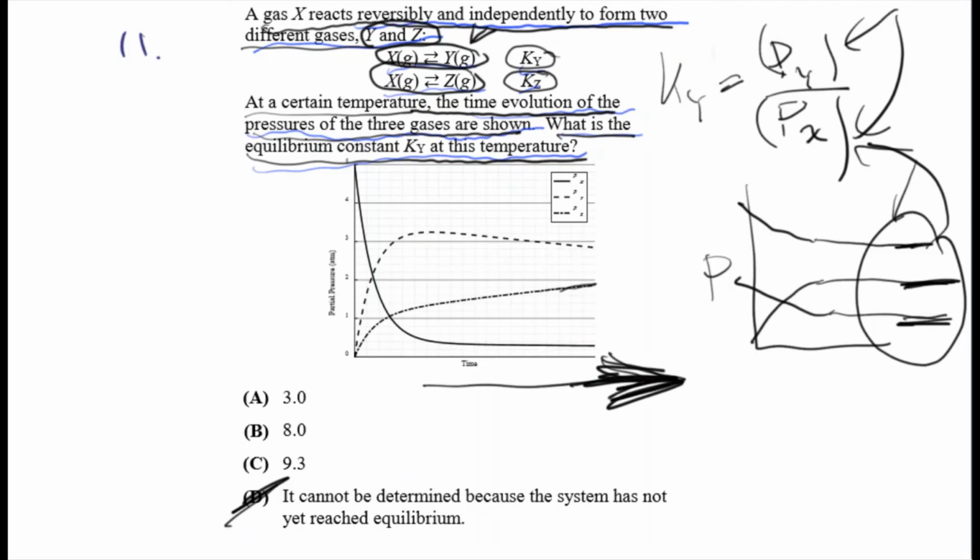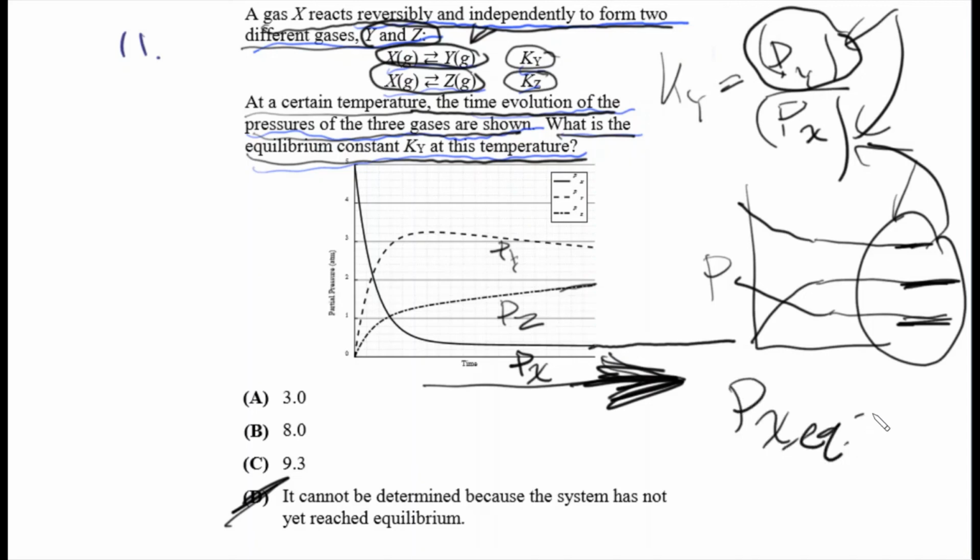Now what I would do is try to find the equilibrium partial pressure. So how do we do that exactly? Well, we have to think about this for a second and see where these three lines meet, or where they end. So, of course, this line down here is the partial pressure of X, this is the partial pressure of Y, and this is the partial pressure of Z. We can see that X essentially just flatlines, and it's around 0.3, I think. Yeah, it's around 0.3. So we can say that the partial pressure of X at equilibrium is equal to 0.3 atmospheres.